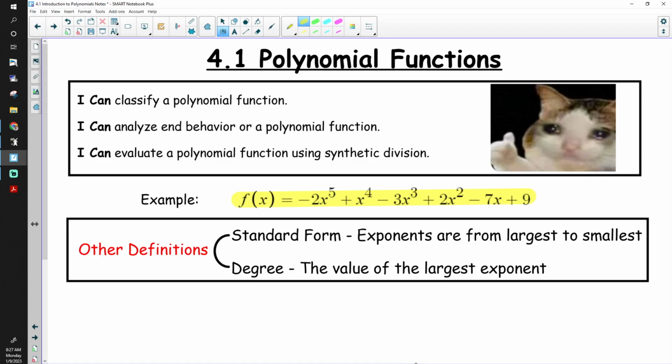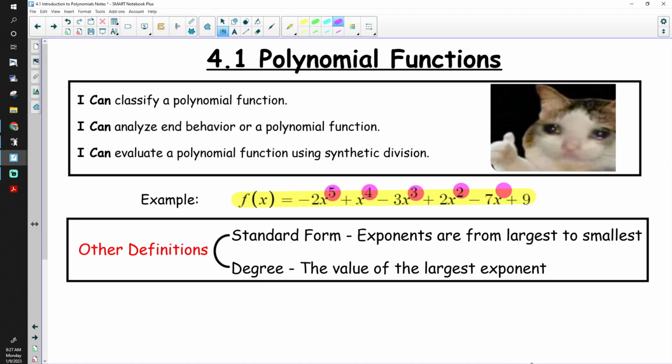Okay, so 2 things you need to know about polynomials, and they should be automatic. The first is standard form. Okay, just like a quadratic, x squared plus x plus 1, it's just a polynomial. It's a special one. It's called a quadratic, but it's just a polynomial. Standard form is when the exponents are from largest to smallest. So if we look at this polynomial, our exponents, 5, 4, 3, 2, this is a 1, and the 9 has 0.